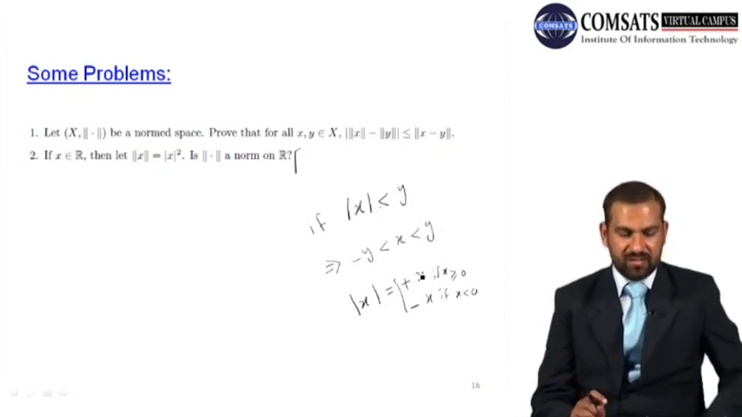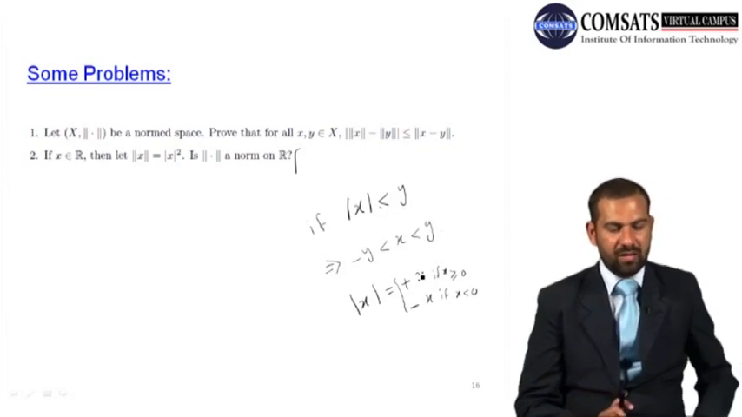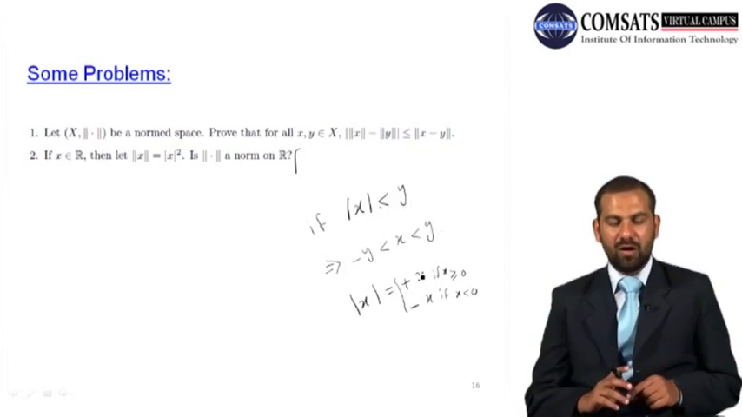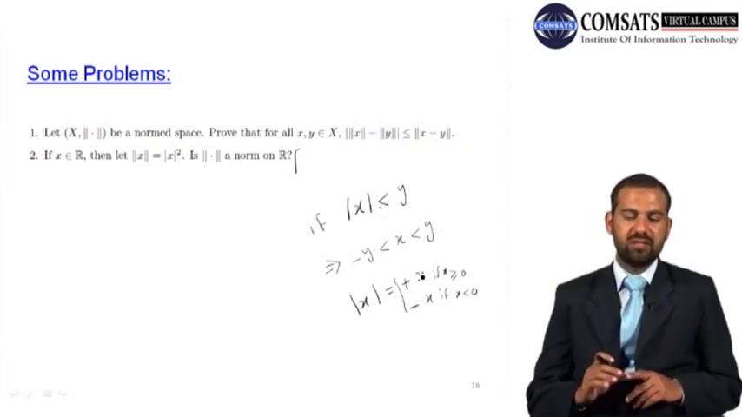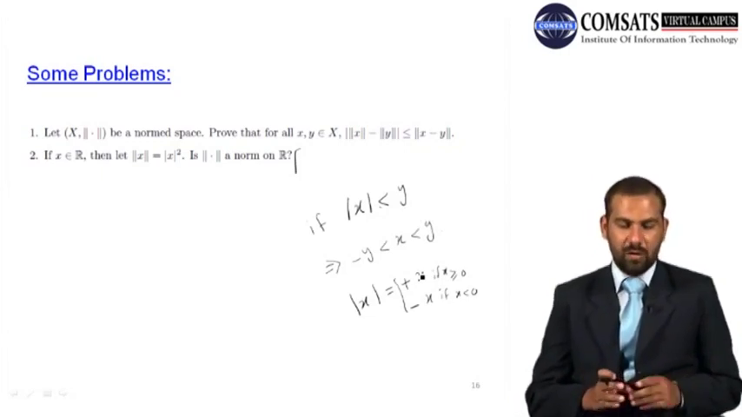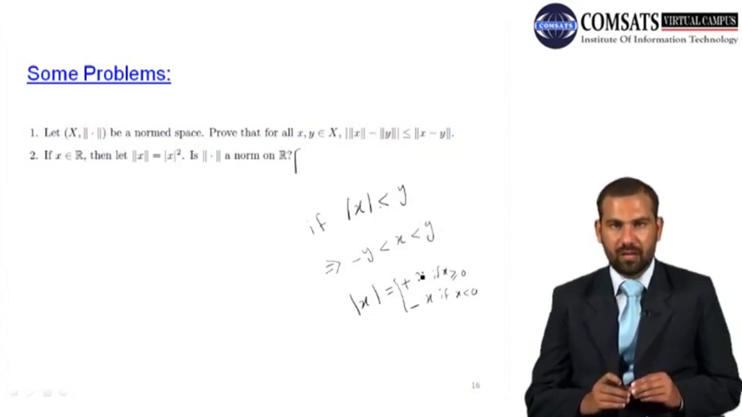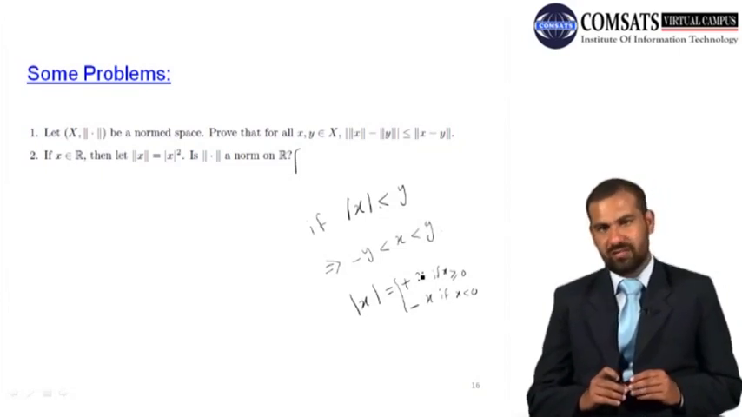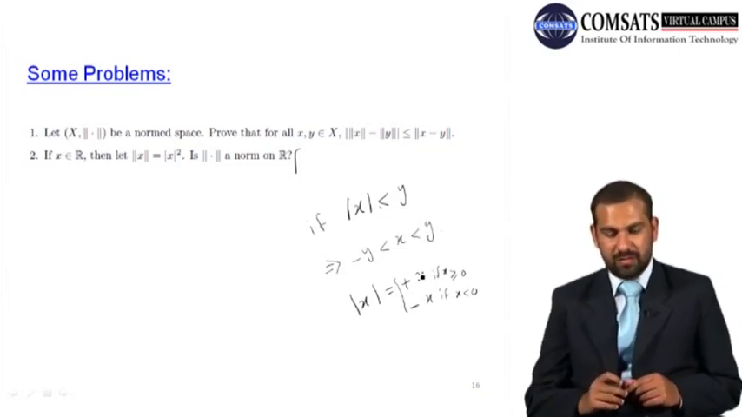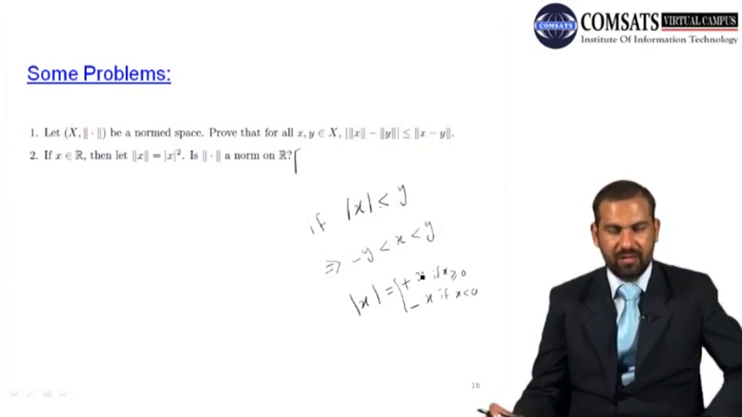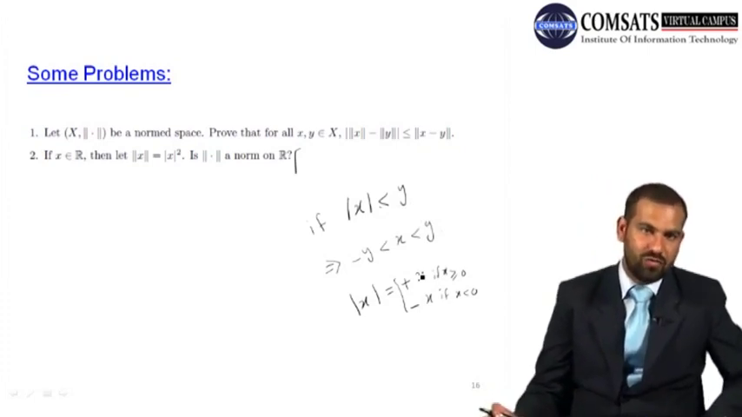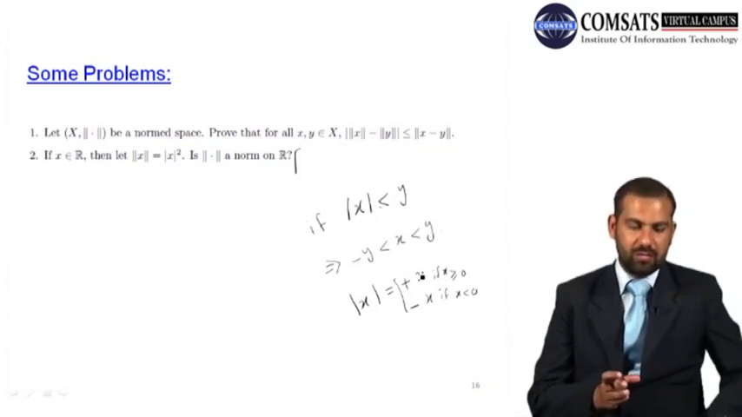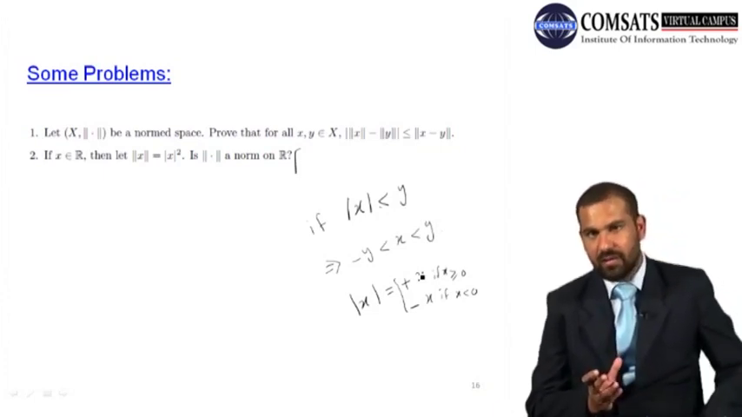And in my second question, if x belongs to R, and you define the norm of x as the mod of x square, is this defined norm a norm on R? You can think on it and give me some precise answer about this. Does it satisfy all three properties of the norm? And what about N1?